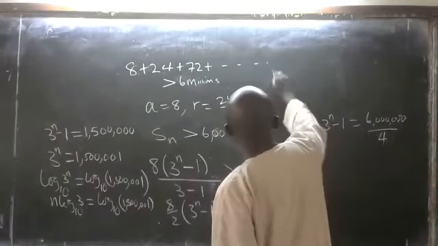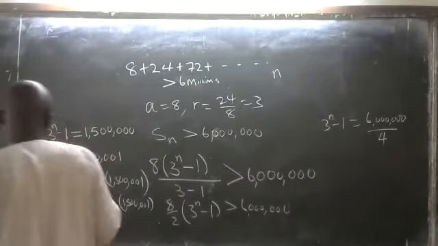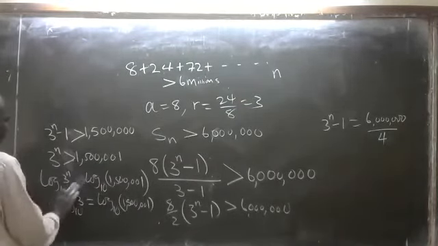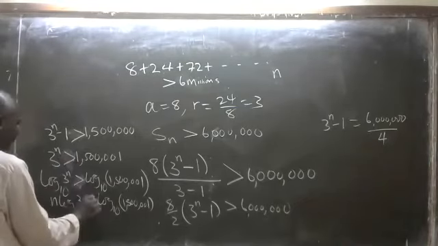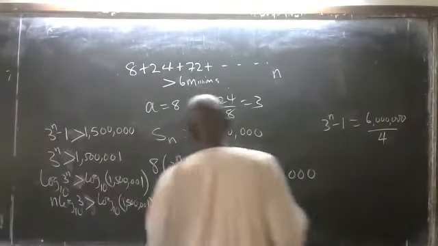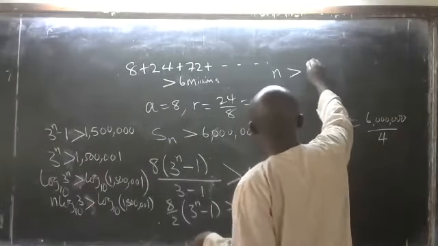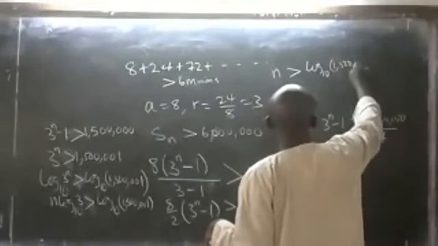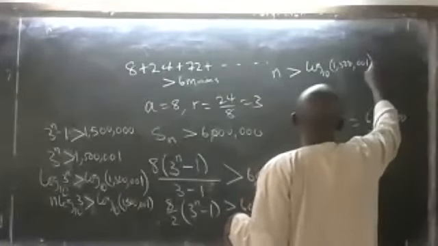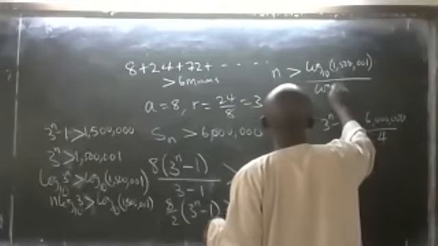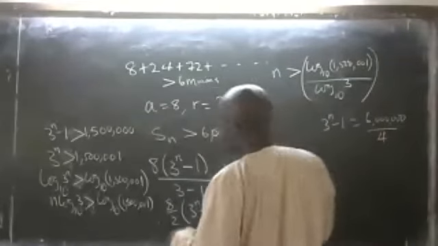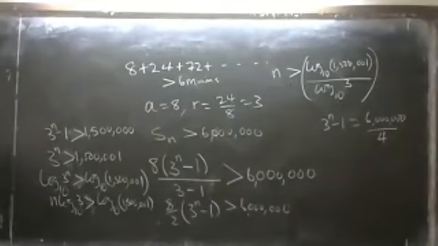And then divide through. Our N is greater than, I forgot the greater sign. Please don't change the sign. So N is greater than log base 10 of 1,500,001 over log base 10 of 3. So with your calculator, get that figure and find N.